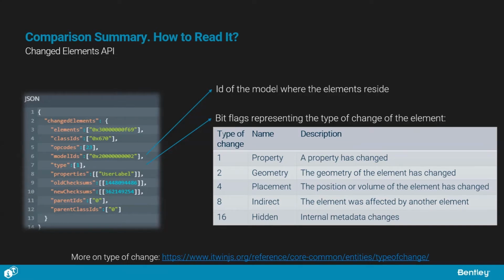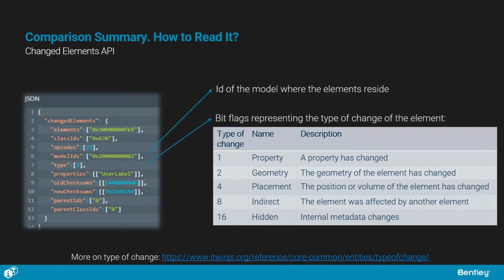The type array contains the type of operations that occurred on the element when it is modified. This value is a number which can be thought of as bit flags. Each bit represents a specific type of change. For example, 1 means that a property has changed. 2, which is binary 10, means that the geometry of the element changed. 4, binary 100, means that the element's volume or position has changed. 8, binary 1000, means that the element was affected indirectly by another element.